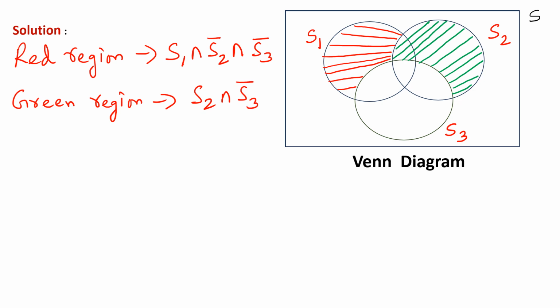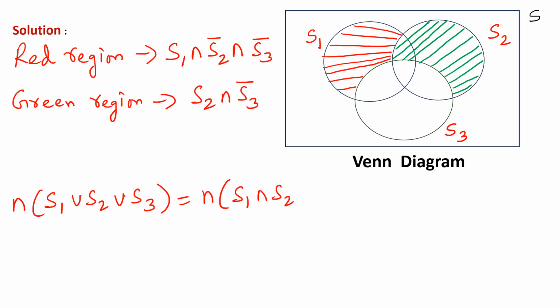Now students, I will solve this question by using the basic concepts of set theory and probability. Now, by looking at the Venn diagram, I can say that the number of elements in S1 union S2 union S3 is equal to the number of elements in S1 intersection S2 bar intersection S3 bar plus the number of elements in S2 intersection S3 bar plus the number of elements in S3.